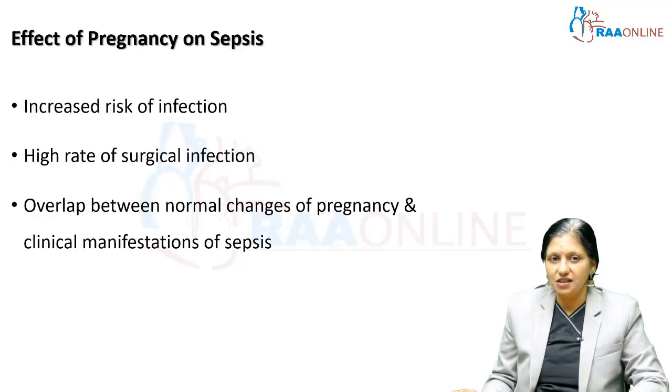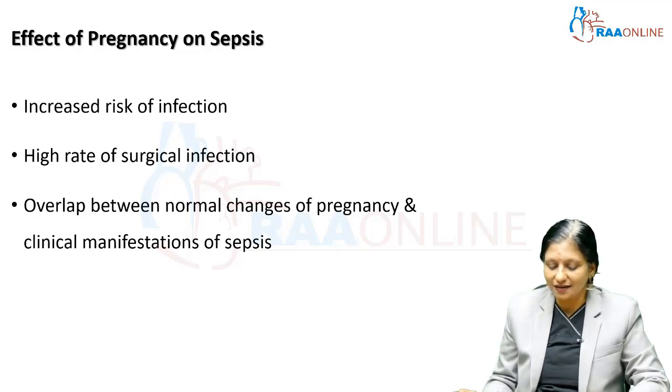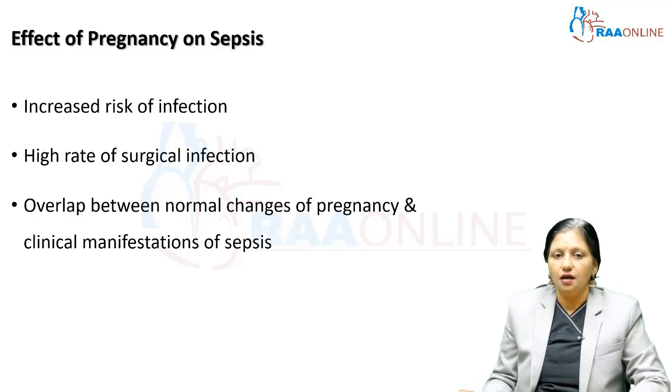What is the effect of pregnancy on sepsis? During pregnancy, there is an increased risk of infection. There is an increased risk of surgical infection because now she is visiting the hospitals and she is also at a chance for getting a cesarean or an instrumental delivery. There is also an overlap between normal changes of pregnancy and clinical manifestations of sepsis like tachycardia, flushing, low blood pressure. So, sometimes it becomes very difficult to identify sepsis in pregnancy.